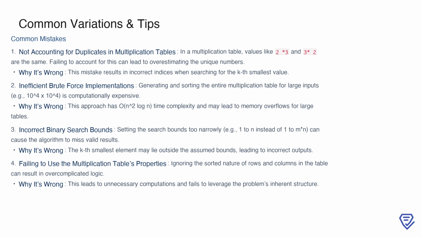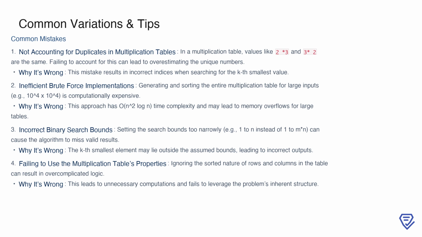Similarly, setting improper binary search bounds is problematic. If the bounds are too narrow, such as limiting the range to 1 through n instead of the full range of 1 through m times n, the algorithm might overlook valid kth smallest elements. Finally, failing to leverage the sorted nature of rows and columns in the multiplication table often leads to unnecessary complexity. Ignoring this structure means your solution might not take advantage of the inherent properties of the table, leading to inefficient computations.